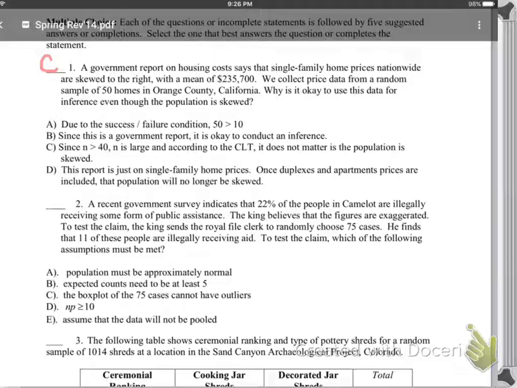Okay, let's go down here to number 2. We'll see a lot of these Camelot problems. A recent government survey indicates that 22% of the people in Canada are illegally receiving some kind of formal assistance. And then they choose 75 people. Okay, this is a one prop. And remember, for one prop, our conditions are random, 10%, and success/fail. These want to know which of the assumptions must be met, and it's going to be the success/fail. So it's going to be D.